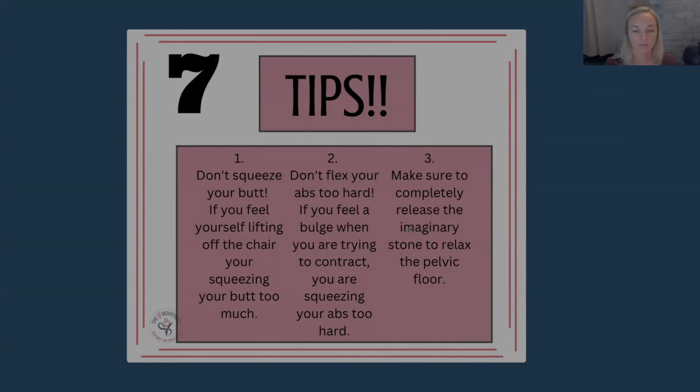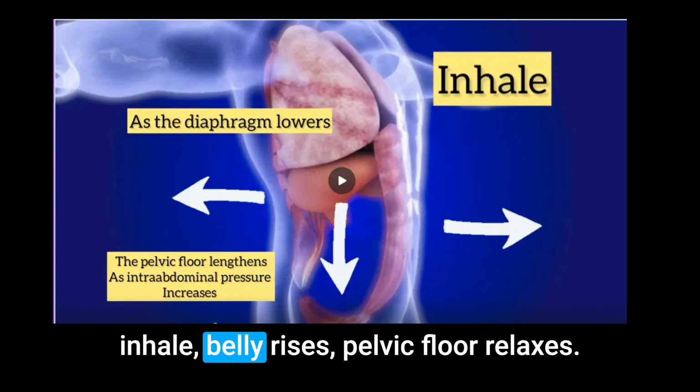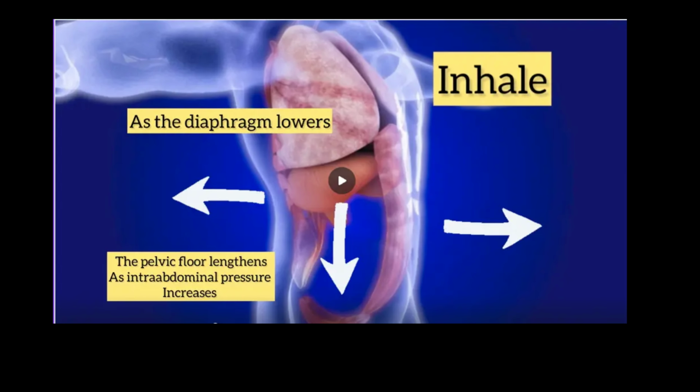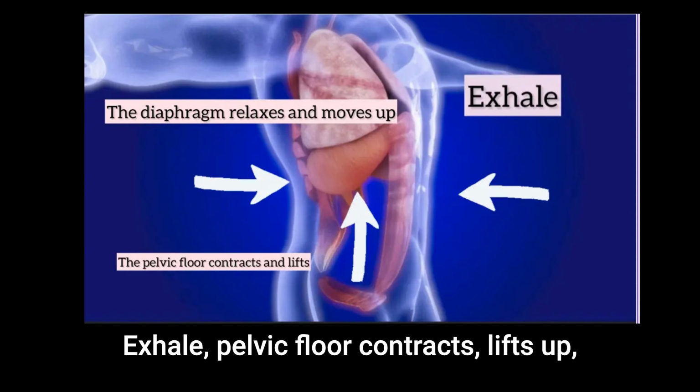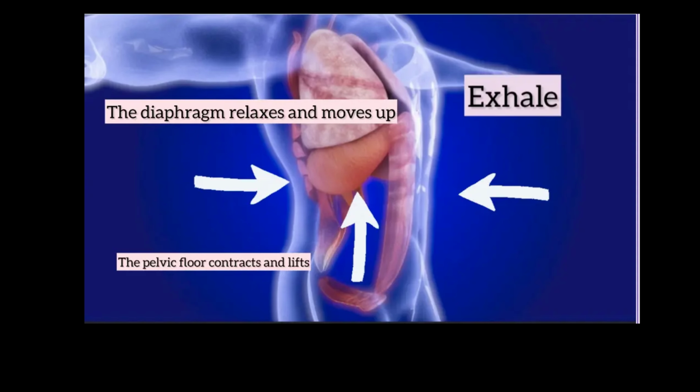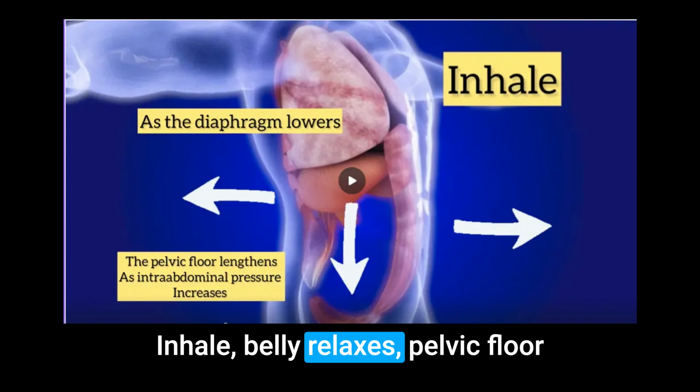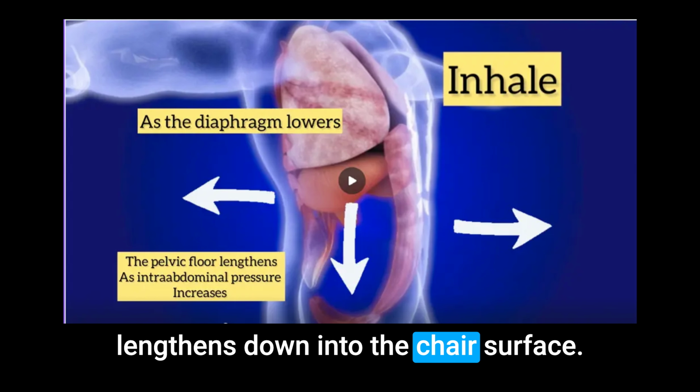All right, we're gonna do that breathing exercise a few times through with me cueing you so that you can get that repetition in. So again, starting towards the front edge of the chair, I always like to place one hand on my belly, one hand on my chest, just to have that tactile input to notice where my breathing is happening. And we're going to start with that inhale, belly rises, pelvic floor relaxes. Exhale, pelvic floor contracts, lifts up, abdominals tighten just a little bit. Inhale, belly relaxes, pelvic floor lengthens down into the chair surface.